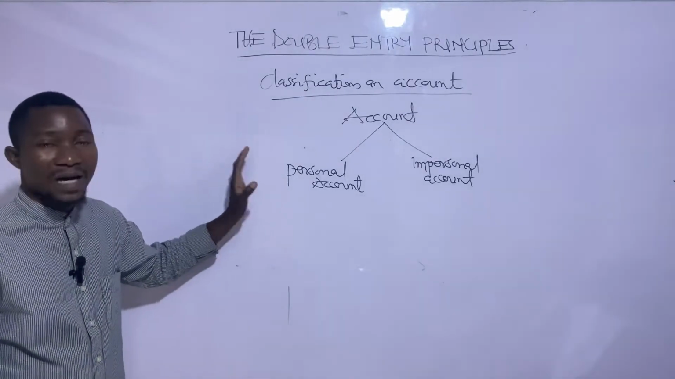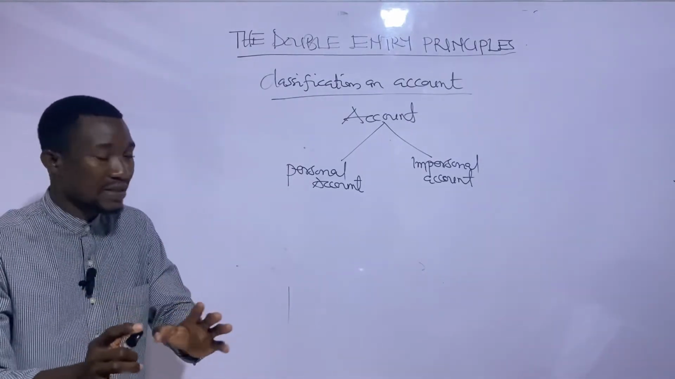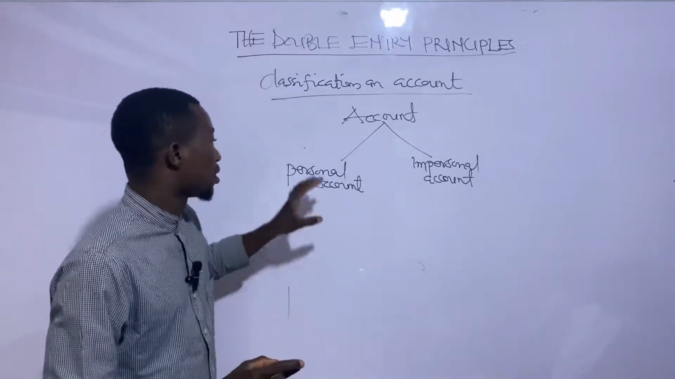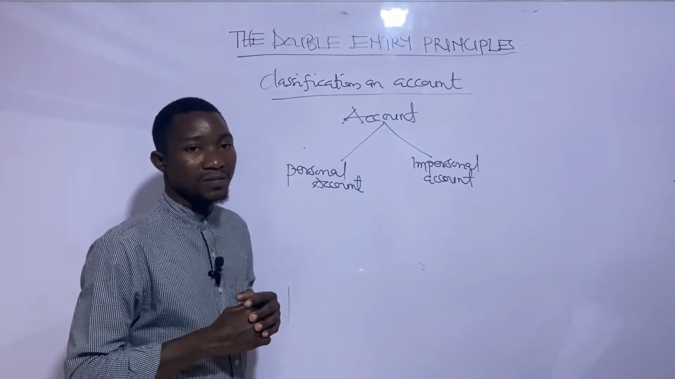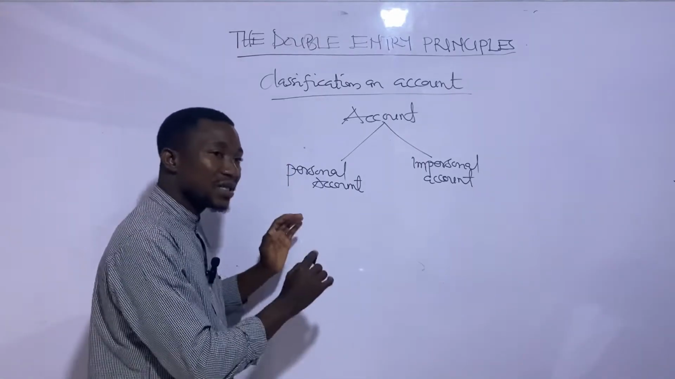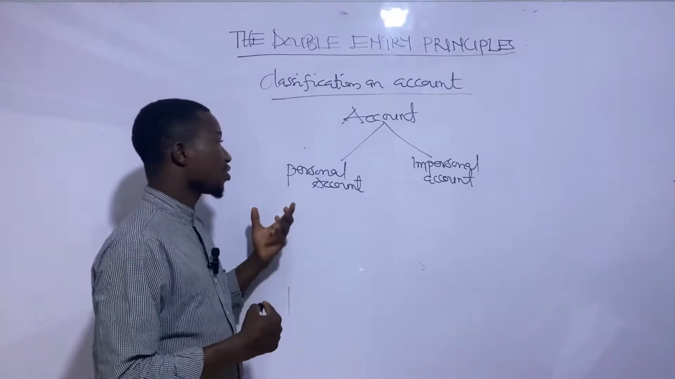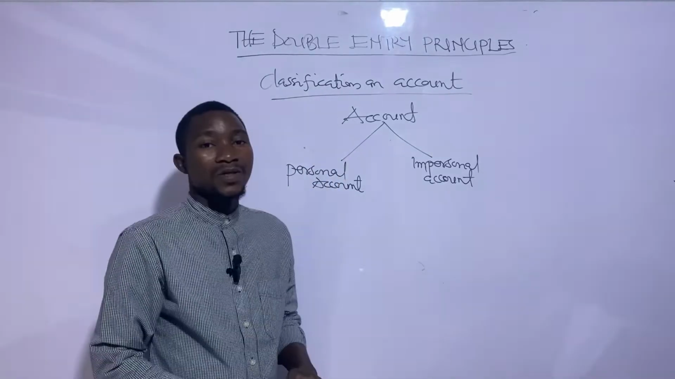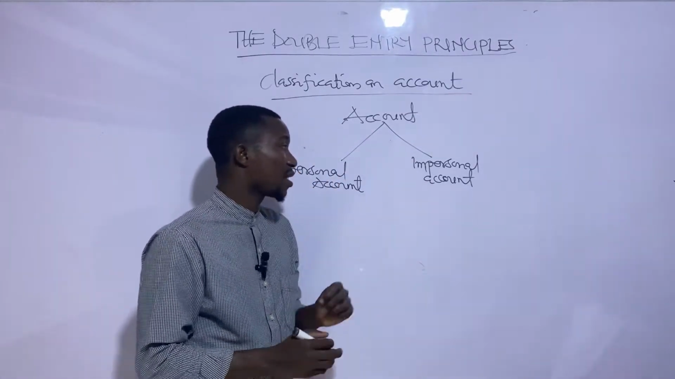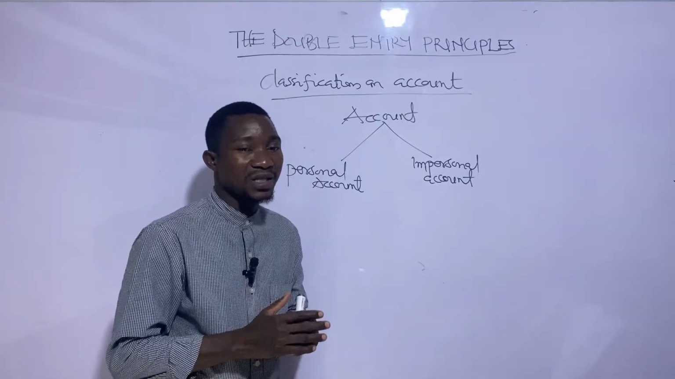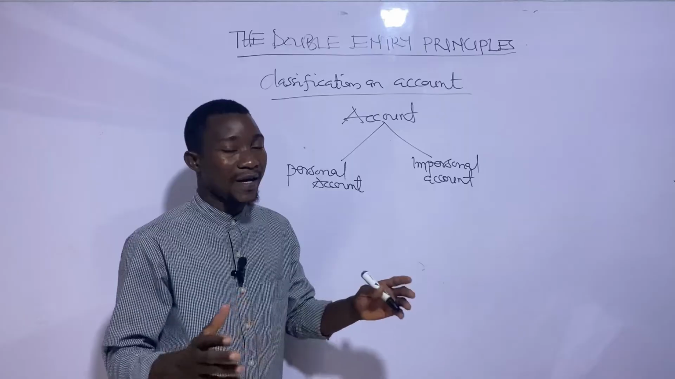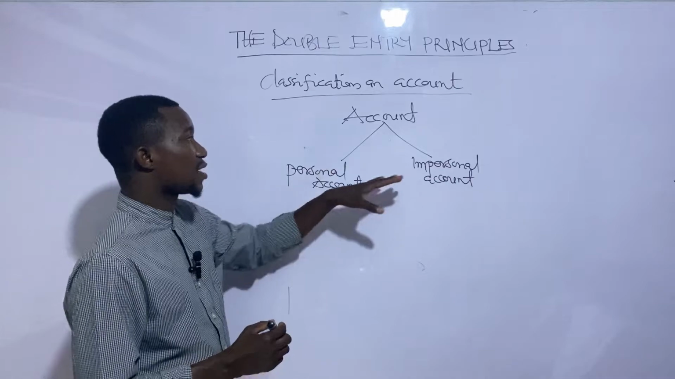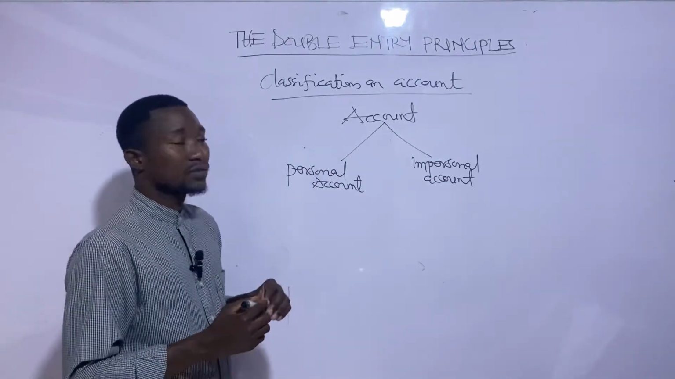Personal accounts are accounts that record transactions relating to persons, as the name implies. So any transaction relating to a person is recorded in the personal account. Okay, so either a person or an organization. So if a transaction relates to either a person or an organization, it will be recorded in the personal account. On the other hand, impersonal account is an account that records transactions that do not relate to persons or organizations. Is that okay? I think this is very clear. So these are the two broad classification of an account.